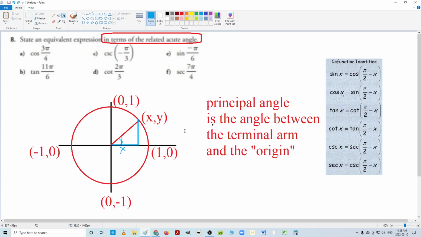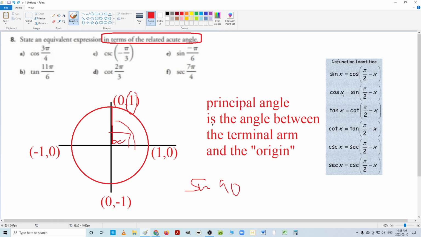Let's go back. As I continue with this terminal arm, it's clear that some angles are obvious. If I go from here all the way to here, I've gone 90 degrees. It's clear that that's 90 degrees, my little alpha angle. And if this is sine, that means that sine of 90 is 1, and we'll prove it later on. And if this is cosine of 90, it is 0.